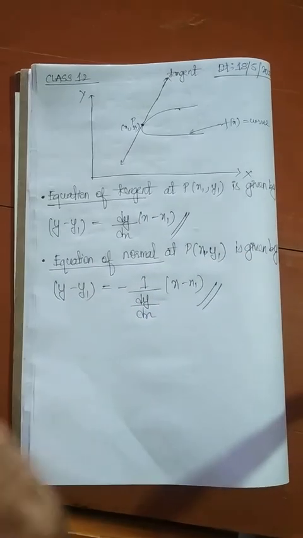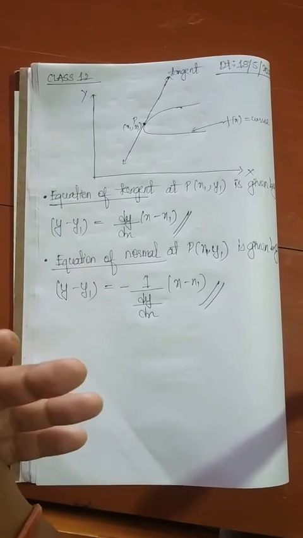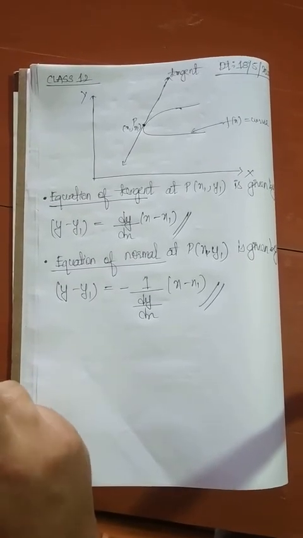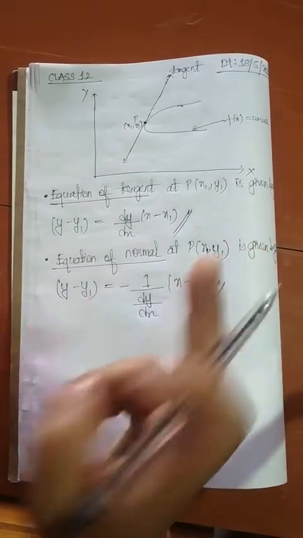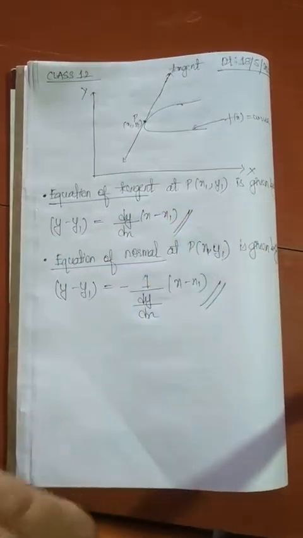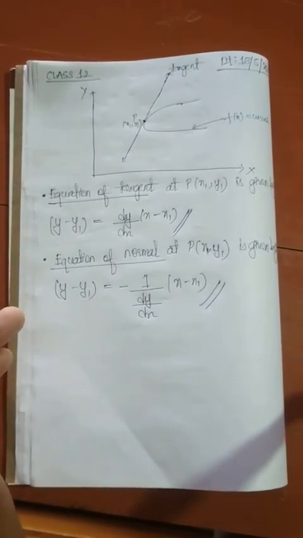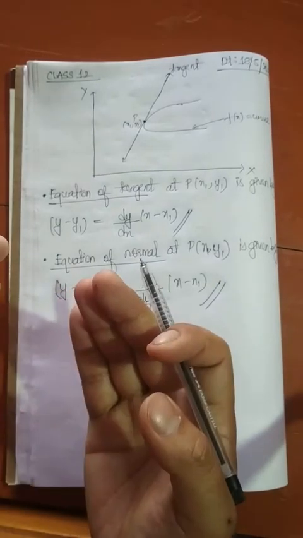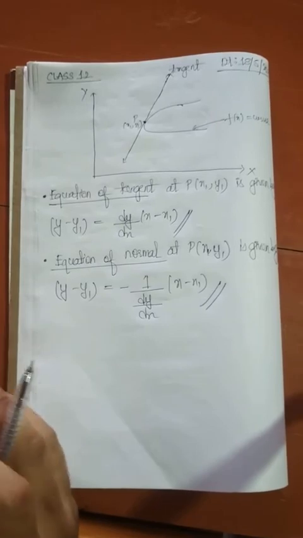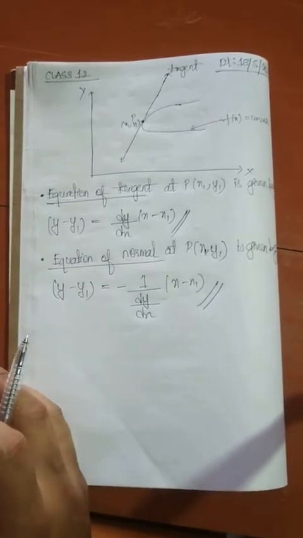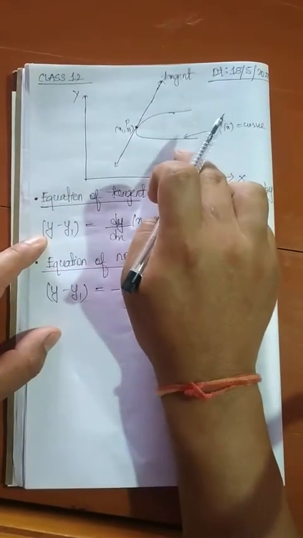Let us quickly revise what we have done so far in this chapter. In this exercise, we have learned how to find the slope of tangent and the slope of normal. When a curve y is equal to something is given to us, if you are asked to find the slope of tangent, you have to differentiate with respect to x. dy by dx is the slope of tangent. And what is the slope of normal? Whatever value you got for dy by dx, the slope of normal will be minus 1 divided by dy by dx.